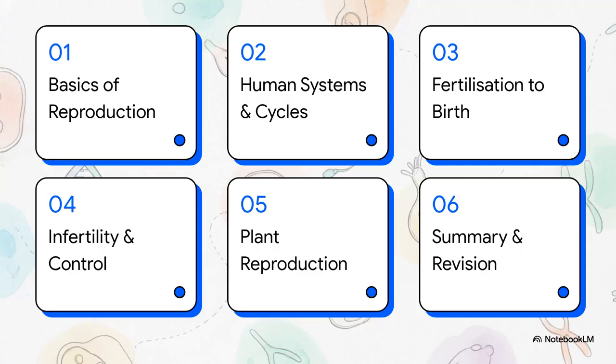Here's our roadmap for today's explainer. We'll start with the basics of reproduction, move into human systems and cycles, track fertilization to birth, discuss infertility and contraception, branch out into plant reproduction, and wrap up with a summary and a couple of quick revision questions.